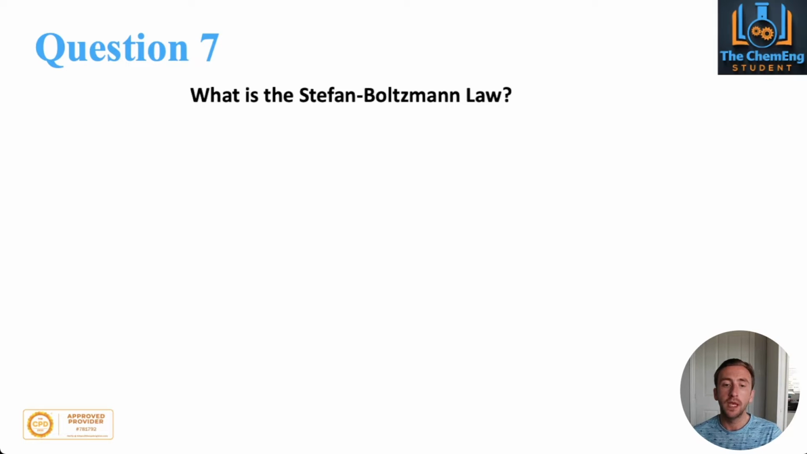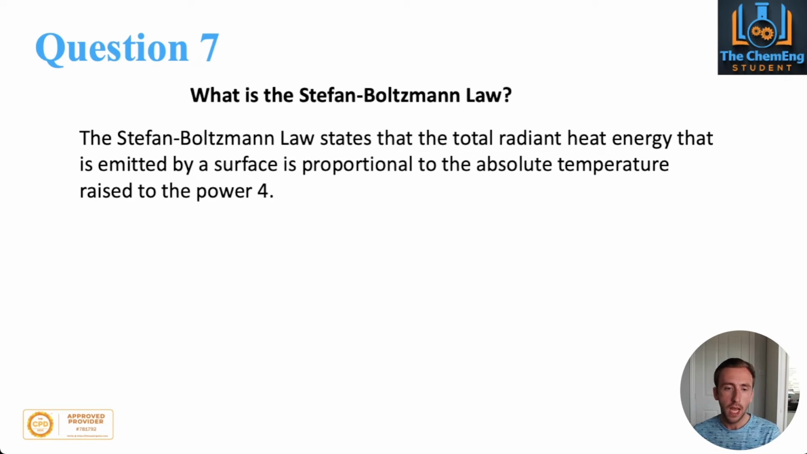Question number 7 would be, what is the Stefan Boltzmann Law? So just like Fourier's Law, this is a very common correlation or law that is applied within heat transfer, more so at the latter stages of a degree. So you don't necessarily touch on this in the fundamentals, this kind of progresses to the end. But the Stefan Boltzmann Law basically states that the total radiant heat energy that is emitted by a surface is directly proportional to the absolute temperature raised to the power 4.